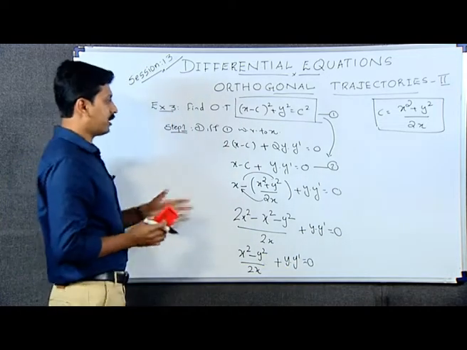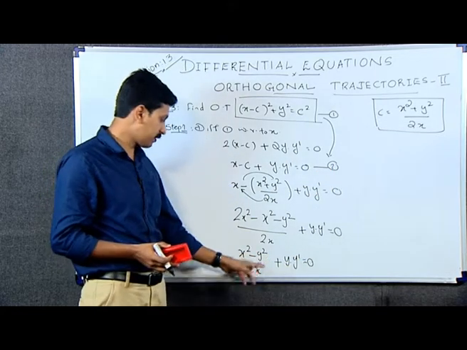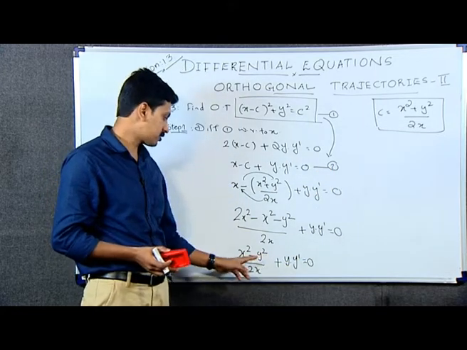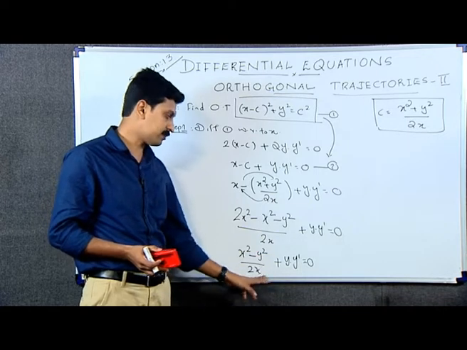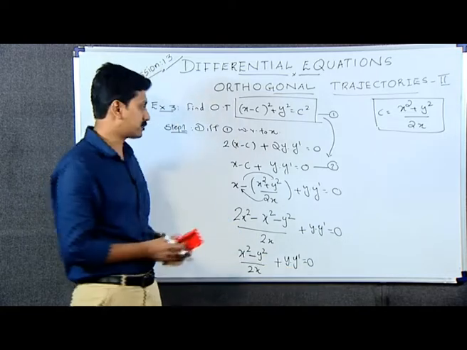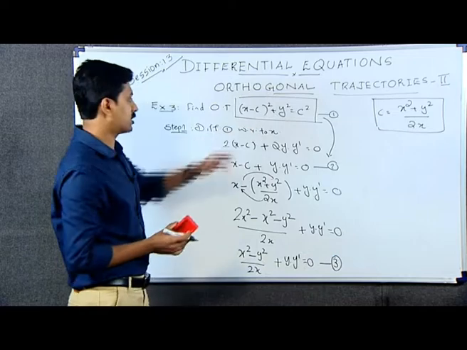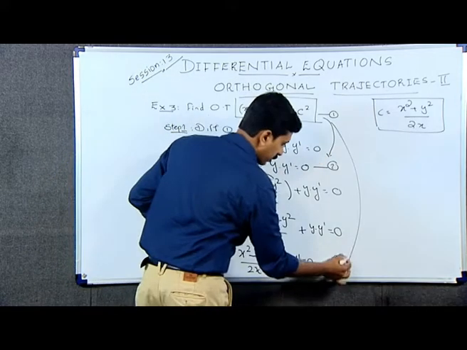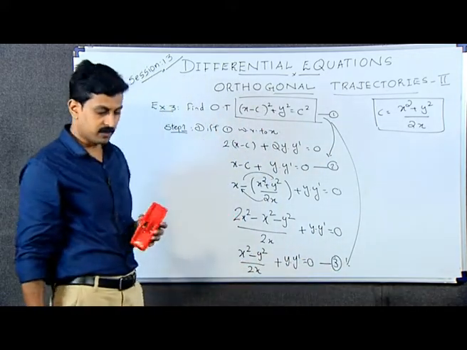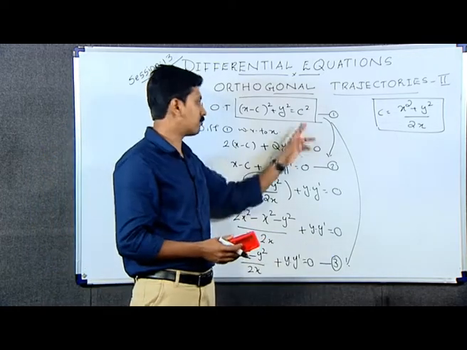So, we replace 2 by a new differential equation. In our new differential equation, we have (x square minus y square) divided by 2x plus y dash equal to 0. I am taking this as equation number 3, also a differential equation corresponding to equation 1. So, from here we have got a differential equation corresponding to 1.